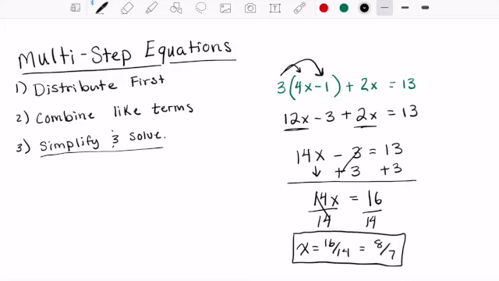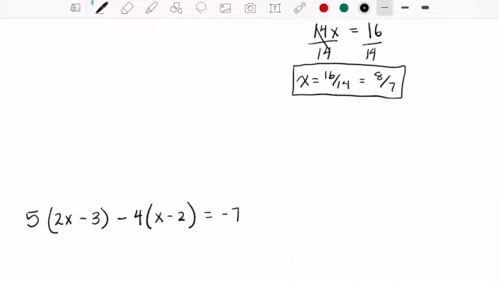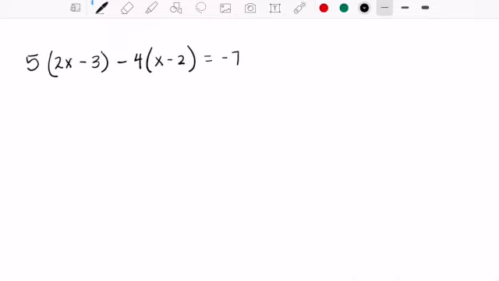All right, so again, just real quick, make sure we distribute first, distribute to everything in the parentheses, combine my like terms, and then I'm going to simplify and solve. All right, so let's check out another problem here. So with this one, it's a little bit different. I've got to handle 2 different distributions.